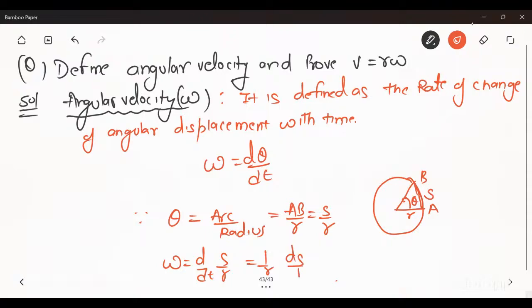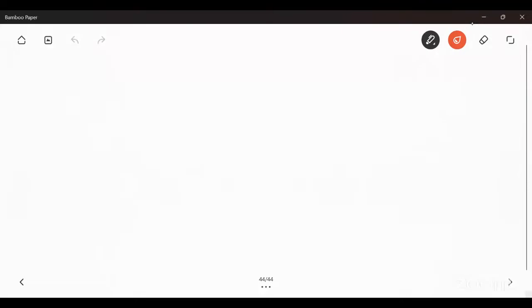So ds by dt, the change of displacement with time, is equal to the velocity. So omega equal to 1 upon R v. So v equal to R omega will be the value of velocity, or you can say that the relation between linear velocity and the angular velocity is v is equal to R omega.